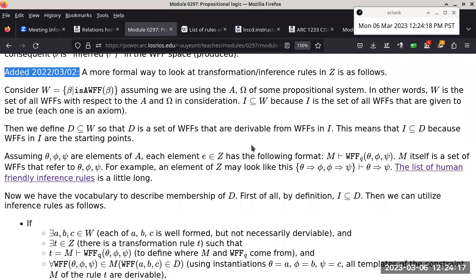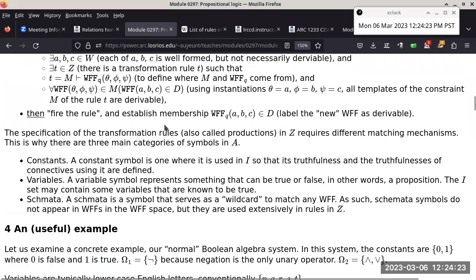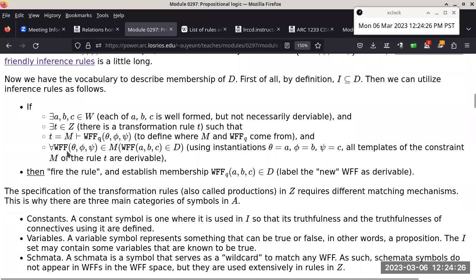I think I might have a definition up here somewhere. Okay. All right, so for all WFF theta, phi, and psi in M, M is a set, okay? So we are basically saying, if I can make a match, WFF ABC is in D. So A, B, and C and the Greek letters are basically substitutions.